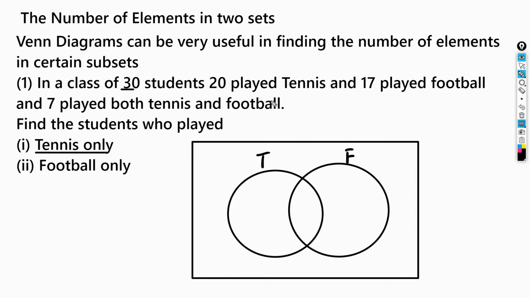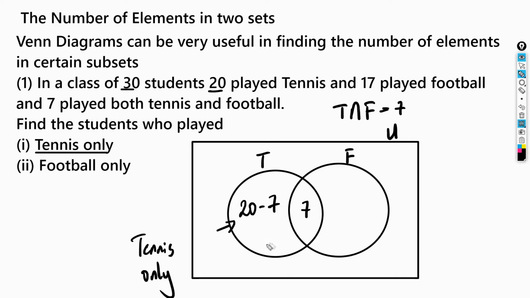Now it says in a class of 30 students, 20 played tennis and 17 played football, and 7 played both tennis and football. So tennis and football is represented by 7. So clearly in this set here, 7 is the amount that play both, so we can put a 7 in between there. Now, if 20 played tennis, to find T only, which would be tennis only, we would have to find the amount of students who play tennis only. If 20 played tennis, then 20 minus 7 students would play tennis only, because 7 of them play tennis and football, so whatever is left out of that 20 would be the amount that play tennis only. So that's 13 students. So the answer for this is actually 13 students.